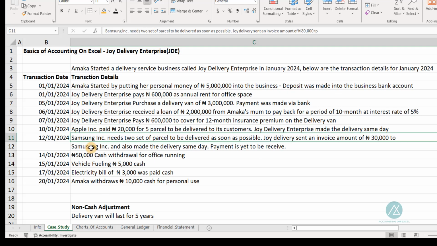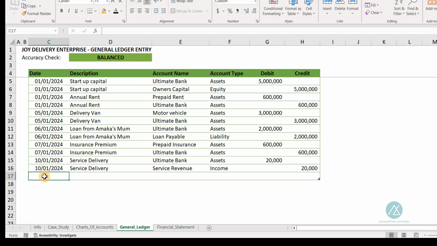Now, the next is this. It says Samsung Incorporation needs 2 sets of parcels to be delivered as soon as possible. Joy Delivery sent an invoice amount of 30,000 to Samsung Incorporation and also made the delivery same day. But payment is yet to be received. They are yet to receive this 30,000, but they have delivered the service. So how do we make this transaction on the 12th? On the 12th of January 2024, there was a service delivery, right?